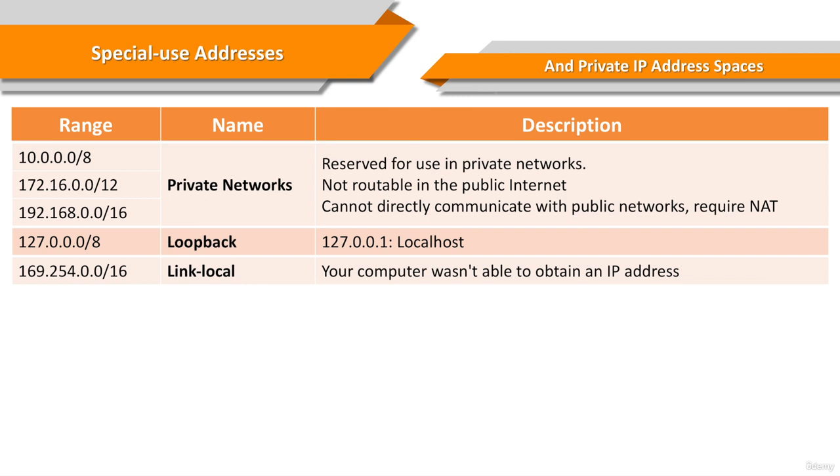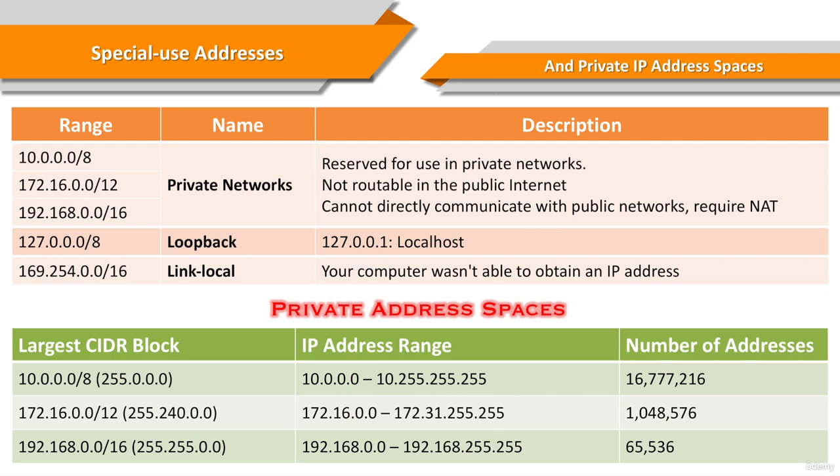Generally, an IP address that starts with 169 means that your computer wasn't able to obtain an IP address from your DHCP server. Usually that means that your router is wedged and needs to be rebooted, or that your Wi-Fi isn't working at all. So now let's have a look at the private IP address blocks closely.